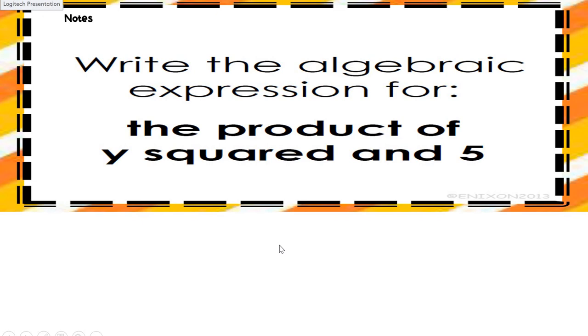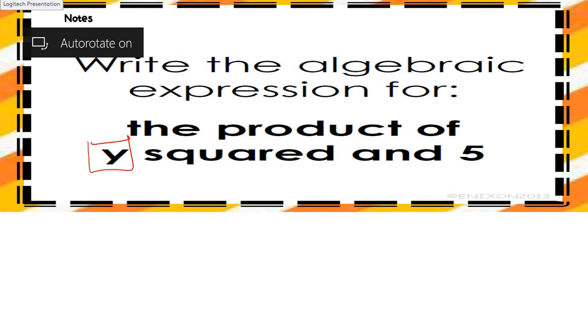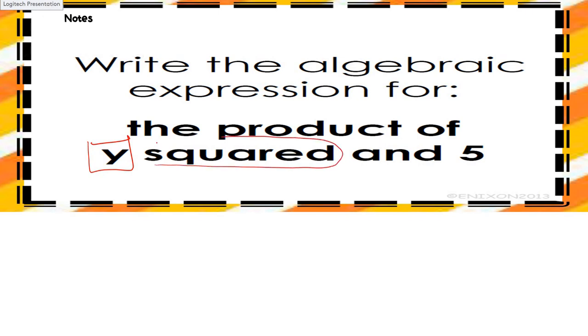Alright, so here we're going to take a look at the problem. We have write the algebraic expression for the product of y squared and 5. So now the difference here is that we have included variables. So the idea is still the same. You're still looking for those terms that are telling you what operation you're using and so on and so forth. So here I have y is an important number because, well, it's a variable, so it's representing a number we don't know. And squared is going to be an operation term.